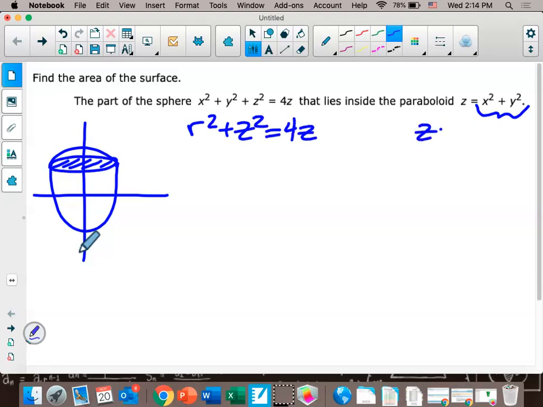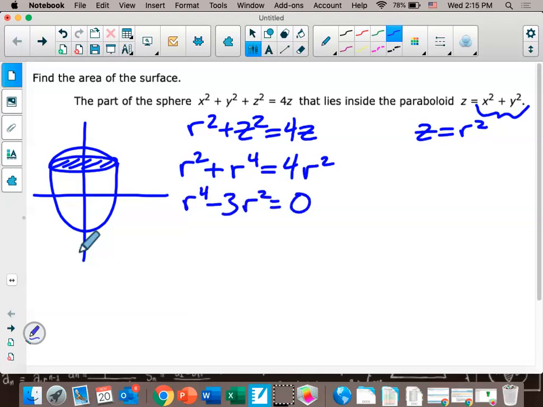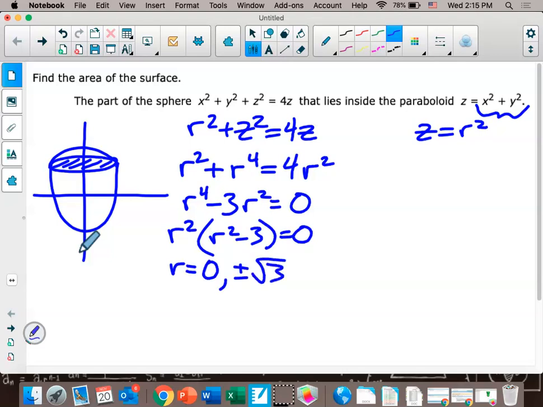And here I have z equals r squared. So I'm going to replace z with r squared. So z squared becomes r to the 4th, equals 4r squared. So I have r to the 4th minus 4r squared equals 0. Factor out an r squared. So I get r equals 0 or plus or minus root 3.